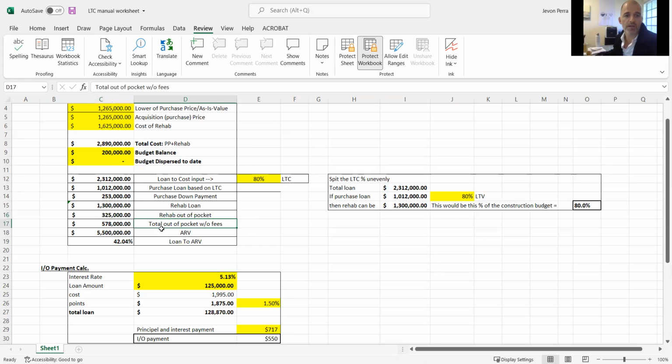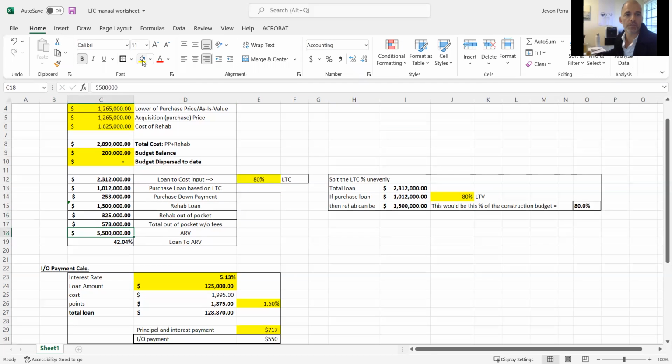The total out-of-pocket without fees is just these two. So, hey, what's the total out-of-pocket going to be? It's going to be the down payment plus the out-of-pocket for the rehab, 578. So here's the ARV, the after repair value, is going to be 5.5. That is actually a field that we put in there. So I'm going to mark that yellow.